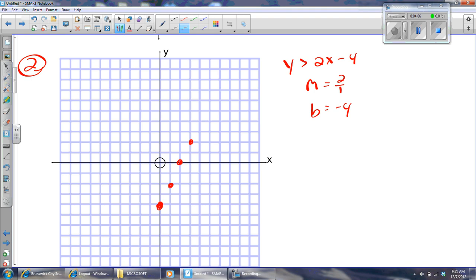And this time, my inequality is not equal to, it's just a plain old greater than. That means my line is going to be broken. So I'm going to go down 2, back 1, down 2, back 1. Looks like it's going to go about there. Something like that.